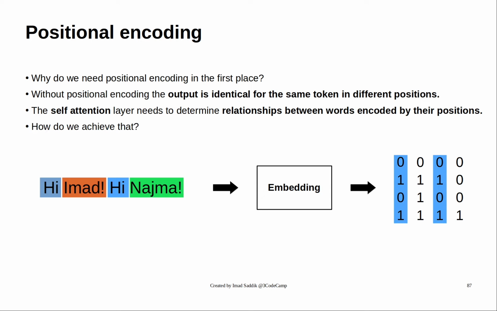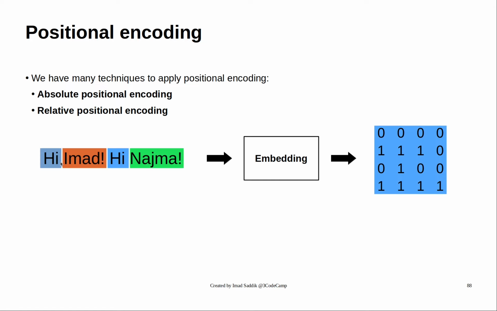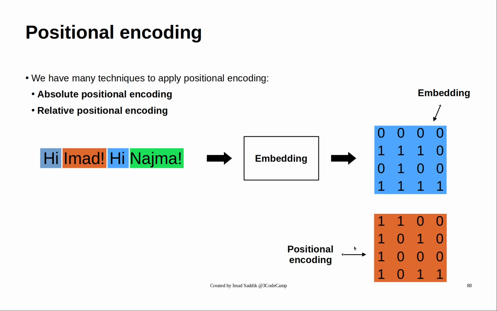But how do we do that? There are a few ways to add positional information. The main types are absolute positional encoding and relative positional encoding. Let's go back to our example. We have the embedding tensor and the positional encoding tensor. We simply add them before sending them to the self-attention layer. So, how do we actually build this positional encoding tensor? This is what we are going to see in this video.